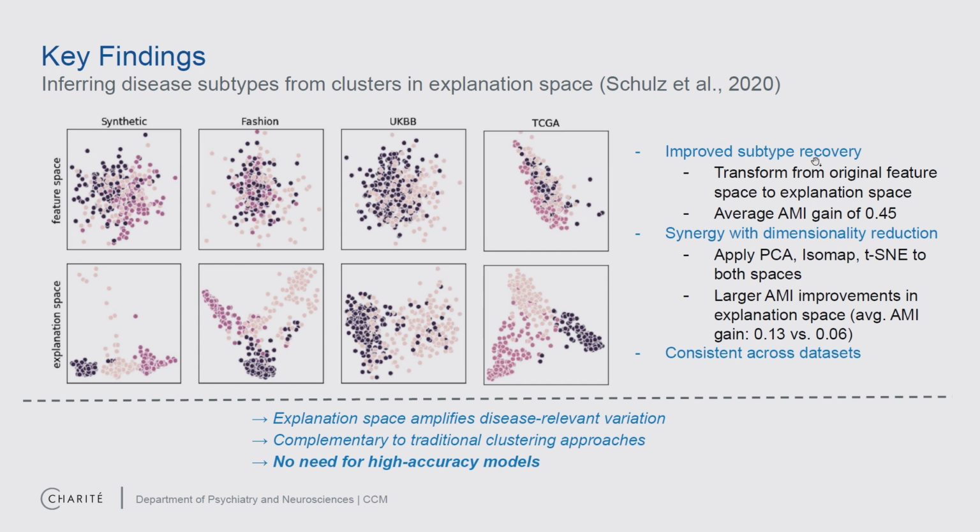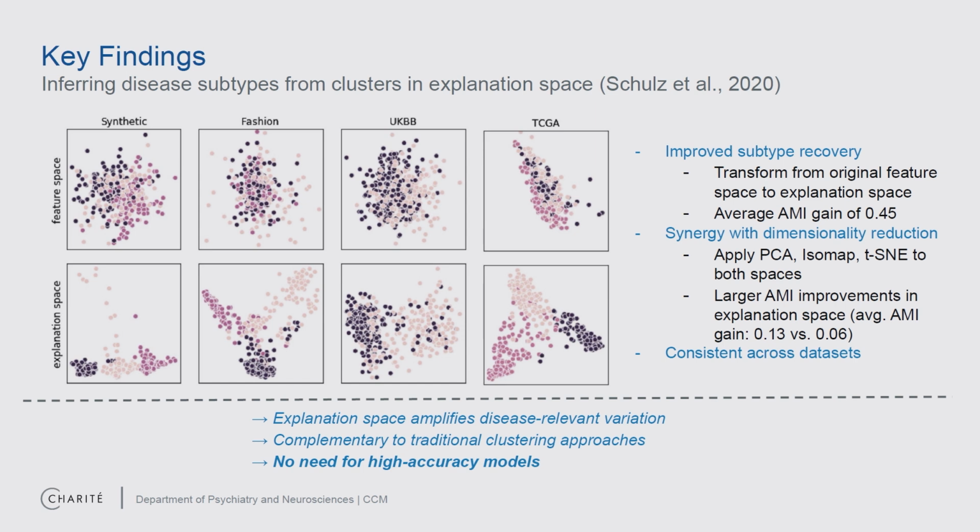So the adjusted mutual information that we have between the feature space or the explanation space and the target increased substantially. That is complementary to other dimensionality reduction methods, other clustering methods, and it appeared to be consistent across the setups that we looked at, right? So that kind of supports this idea that explanation space amplifies disease-relevant variation. It's kind of, as I said, complementary to traditional methods, but most importantly, and I think this is kind of most interesting, there's no need for a high accuracy model in this scenario, right?